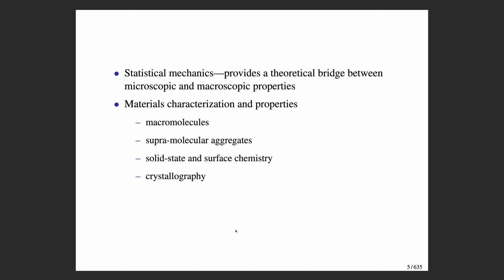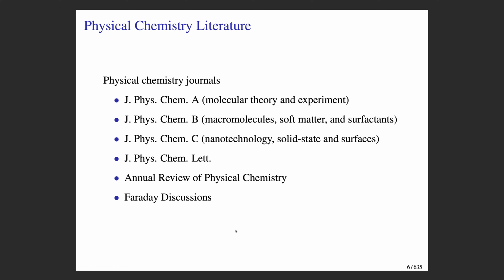Topics that are important in physical chemistry that often don't get taught, usually just due to time constraints, will involve a more detailed study of materials and characterization of materials as well as their properties, macromolecules, which are usually discussed in biochemistry courses, but then there's also supramolecular aggregates, solid state chemistry, as well as surface chemistry, and techniques like crystallography. They just often don't make it into the normal course sequence. Nevertheless, they are very active areas of research and important to be aware of at the very least. So that was my introduction to the topics that are covered.